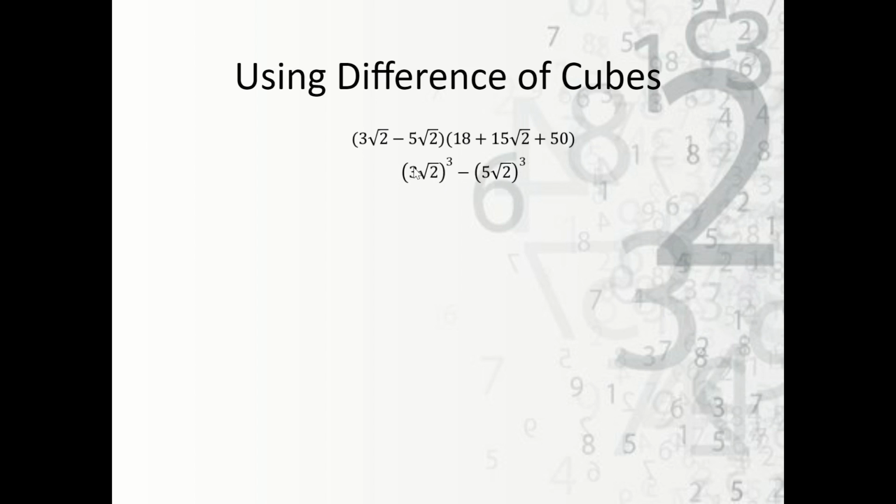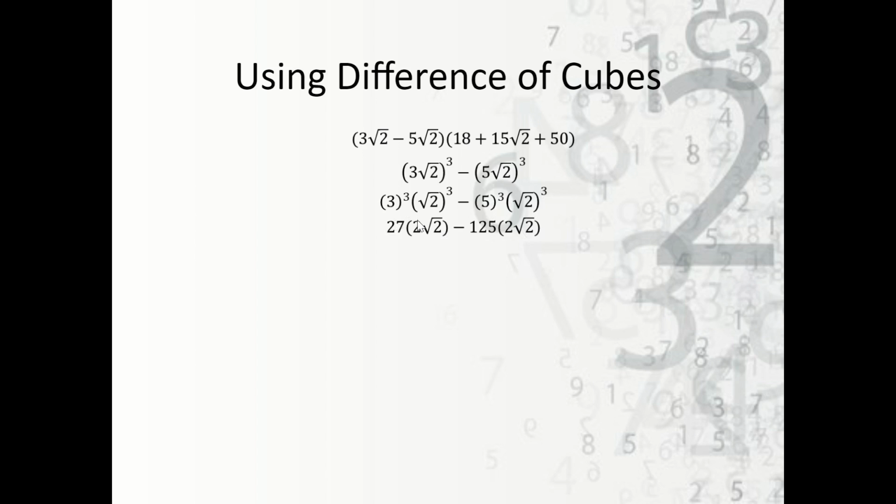Now we just cube these, so this is 3 cubed and square root of 2 cubed. And then we have 5 cubed and square root of 2 cubed. And when we do that, we get 3 cubed, which is 27, and square root of 2 cubed, which is 2 square root of 2. And then here we have 5 cubed, which is 125, and square root of 2 cubed, which is 2 square root of 2. So now we just combine these.